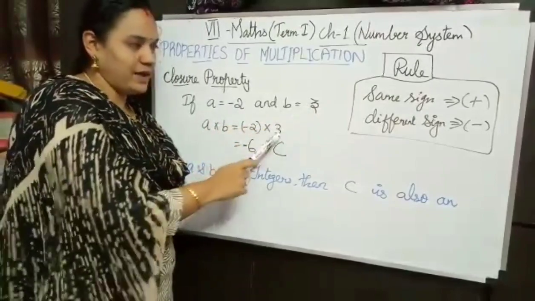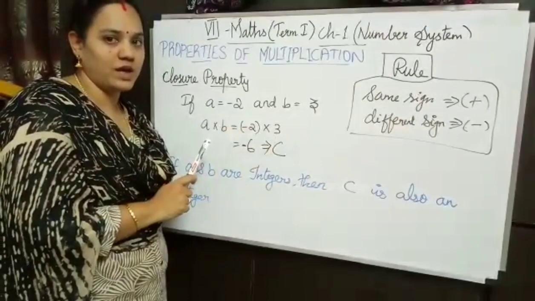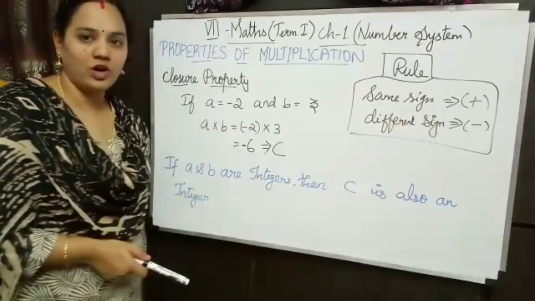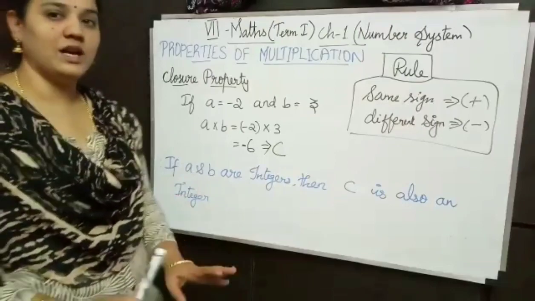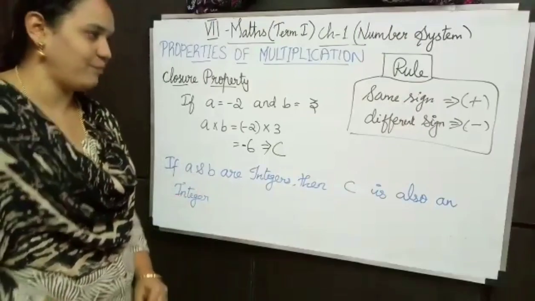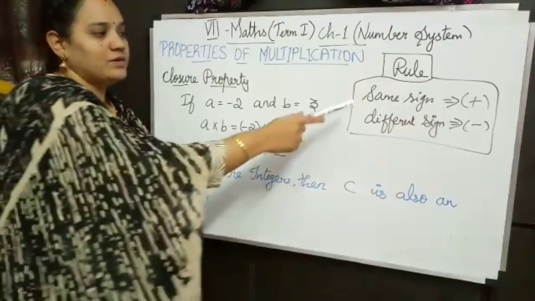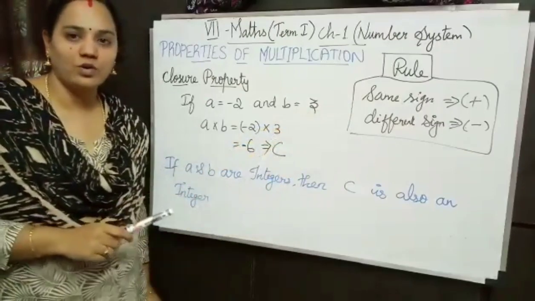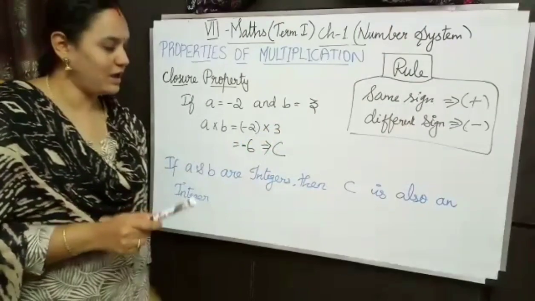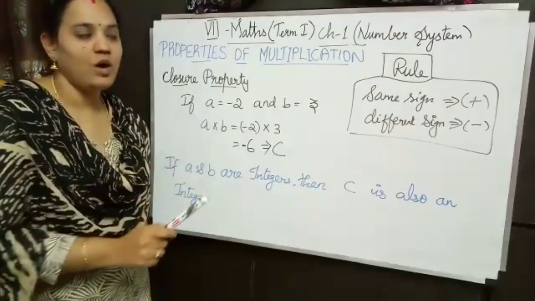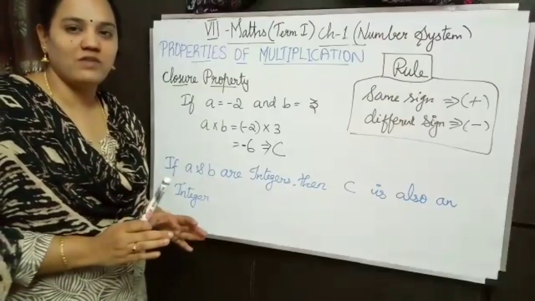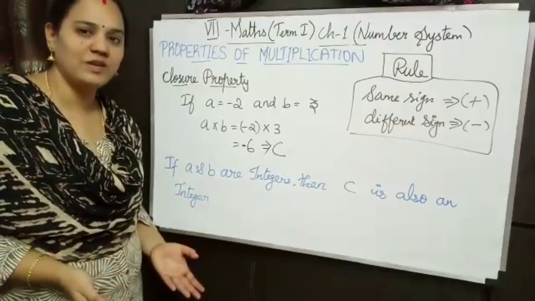If we are multiplying, we should know the rules. I already explained the rule in my previous video. Shall we recall the rule now? For multiplication and division, the rules are the same. Same sign means we have to write plus, different sign means we have to write minus. That is the only thing we have to do. The operation should be the same: if multiplication is given we have to multiply, if division is given we have to divide.